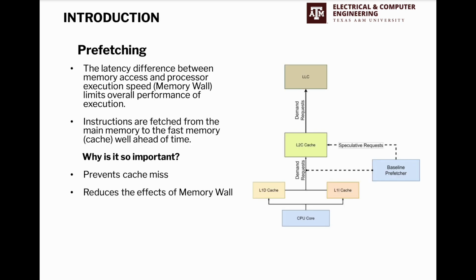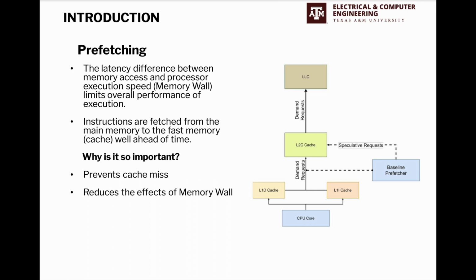Now, even though the processing speed has been increasing rapidly, the memory speed has not quite been able to catch up with this, thus limiting the overall performance of execution, also known as the memory wall problem. To tackle this issue, we use very fast memory like cache, which sits between the processor and the main memory. Different architecture employs different levels of caches, such as level 1, level 2, last level caches.